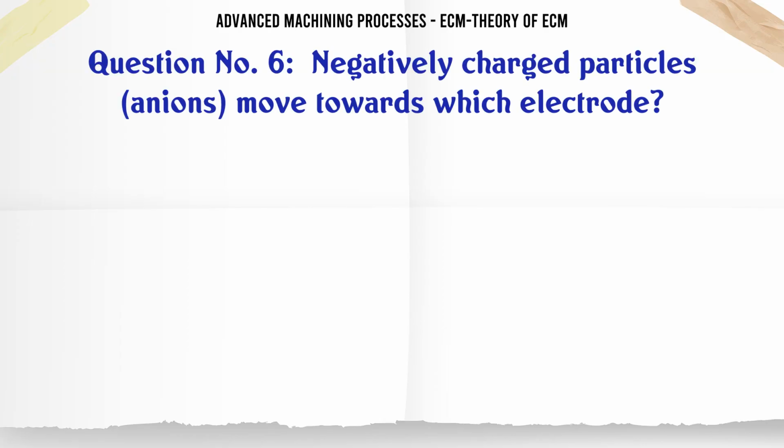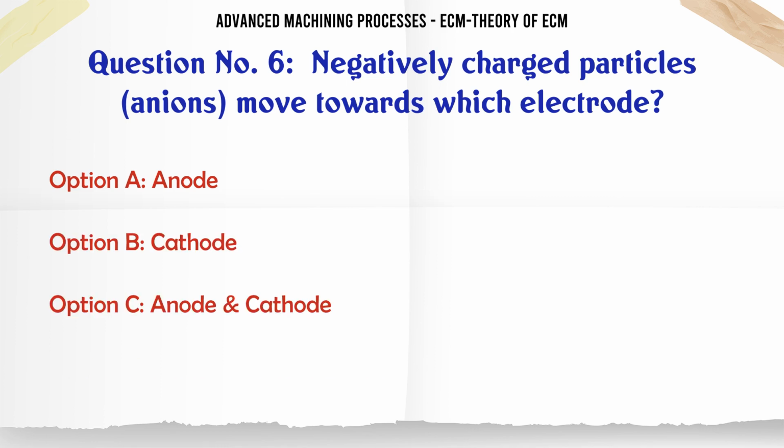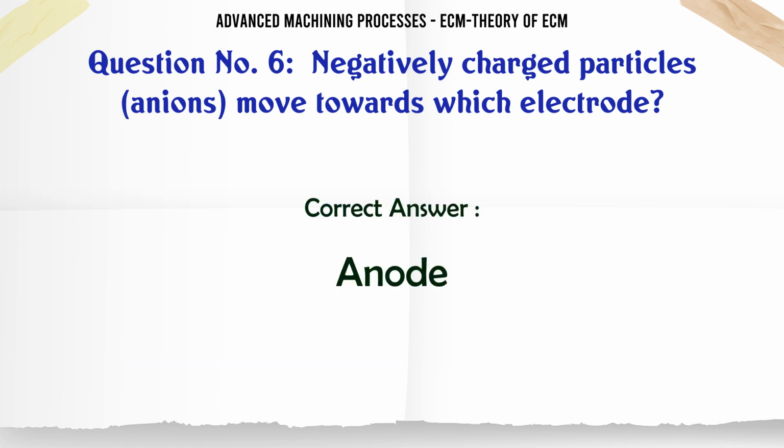Negatively charged particles, anions, move towards which electrode? A: anode. B: cathode. C: anode, cathode. D: none of the mentioned. The correct answer is anode.